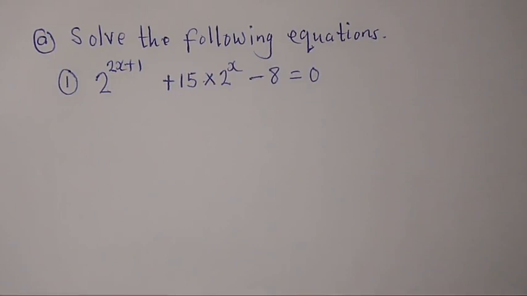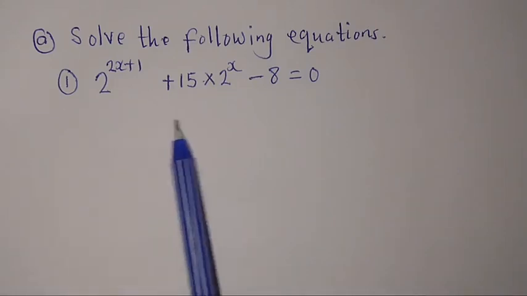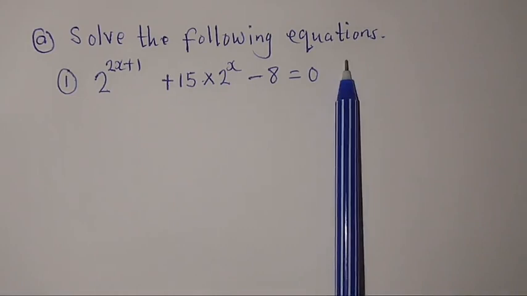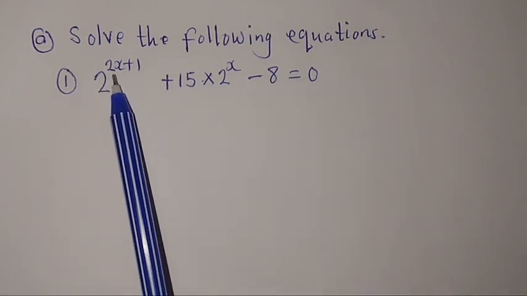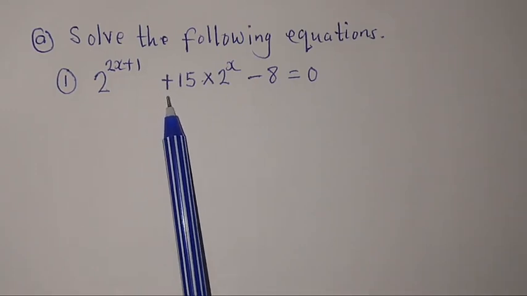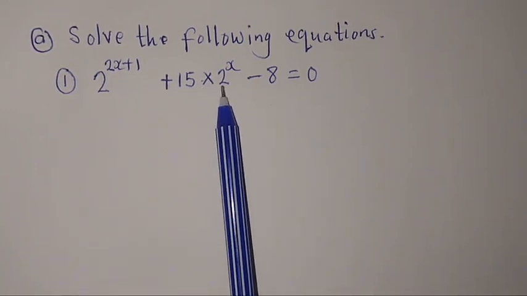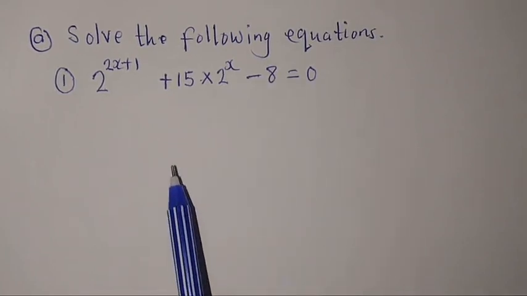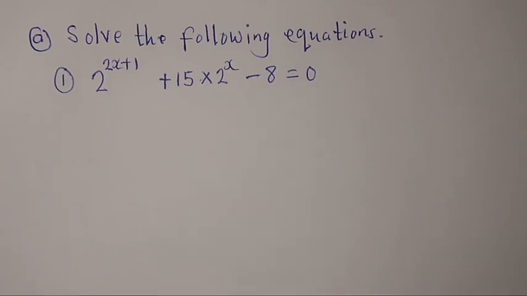So in this presentation, we are going to look at how we can solve these equations. We have our first question right here. Solve the following equations. We have 2 raised to the power of 2x plus 1, plus 15 times 2 raised to the power of x, minus 8, is equal to 0. They want us to find the value of x.